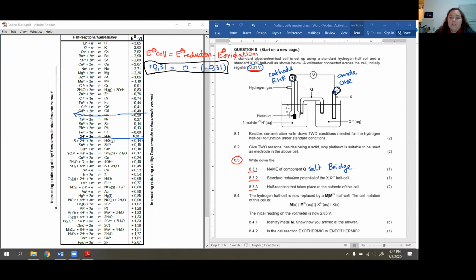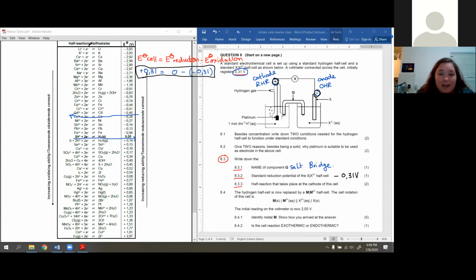So our standard reduction potential of the X2+ half cell must be negative 0.31 volts. All right, now I'm going to ask a very brave question. Did anybody get that completely right on their own?